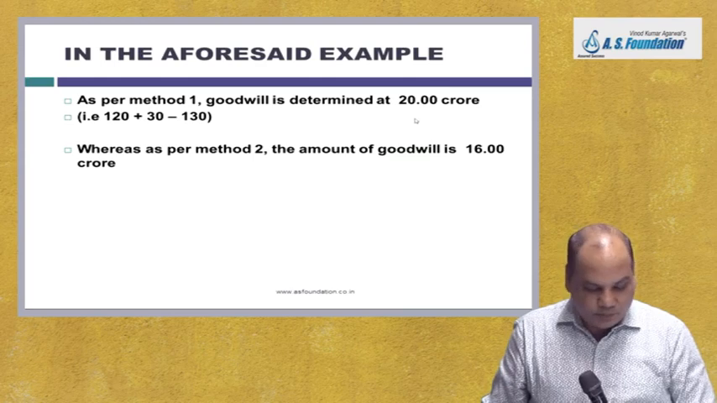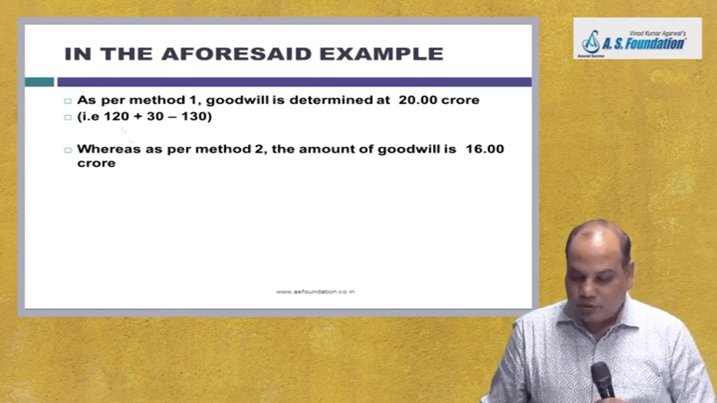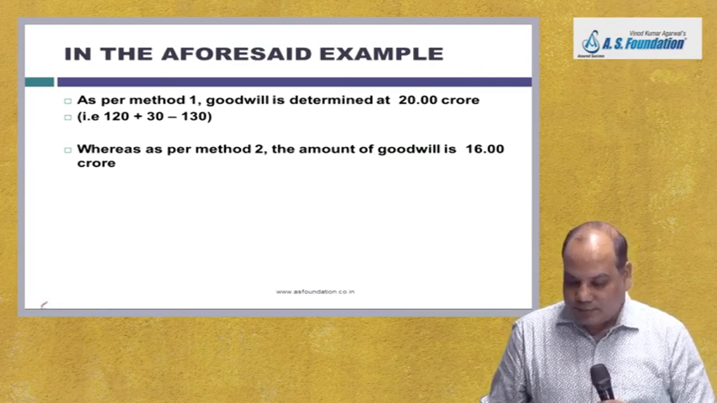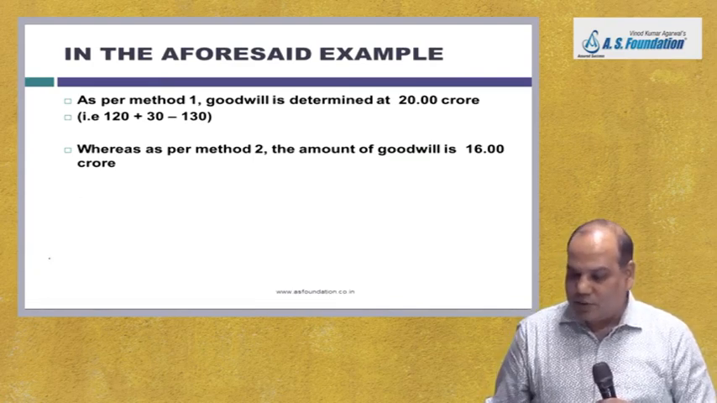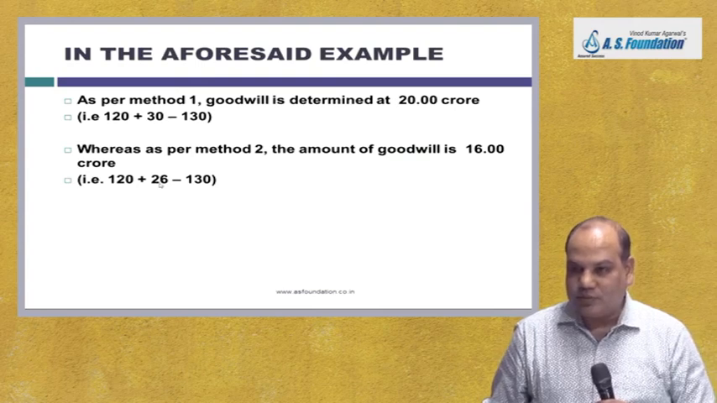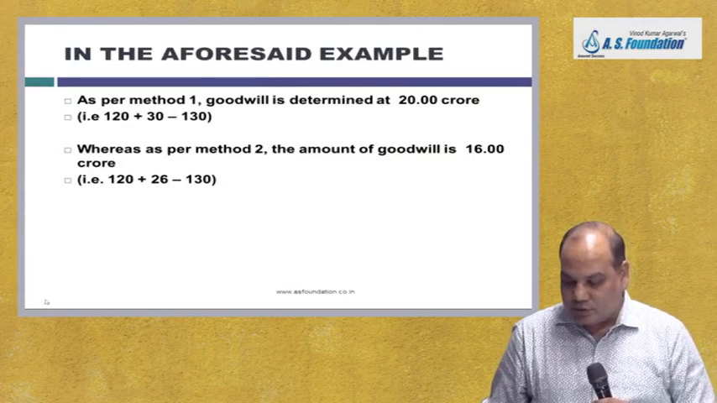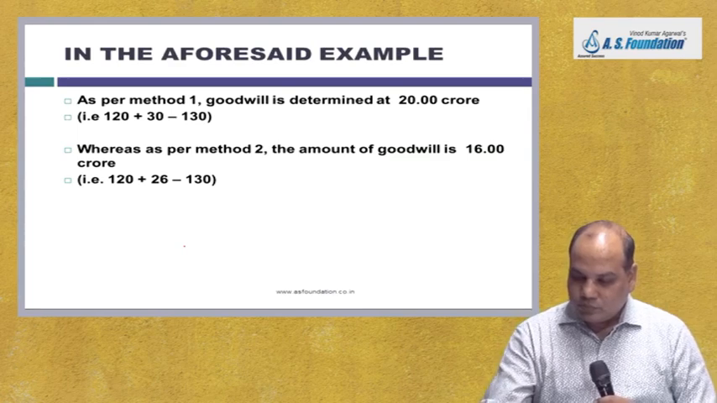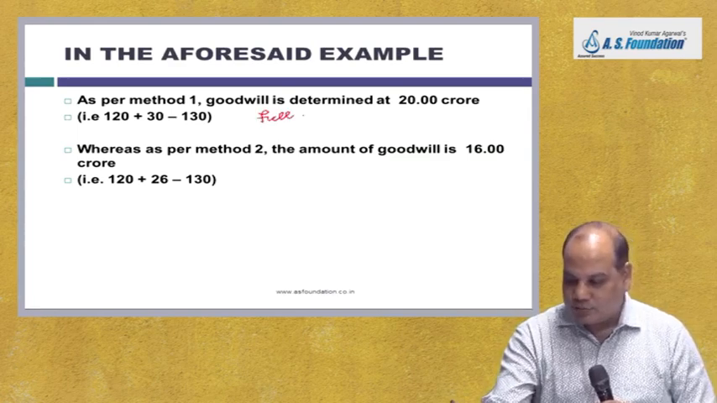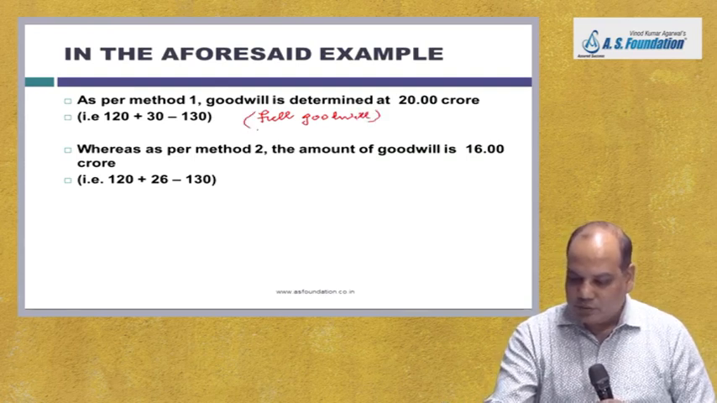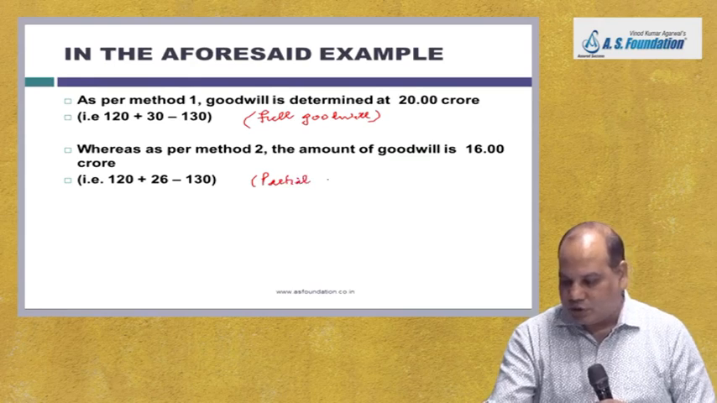But if I apply method 2, what will be my answer? 120 I paid, but the NCI will be valued at 26. 120 plus 26 minus 130. How much is that? Is it 16? This is called full goodwill. And what is this called? Partial goodwill.